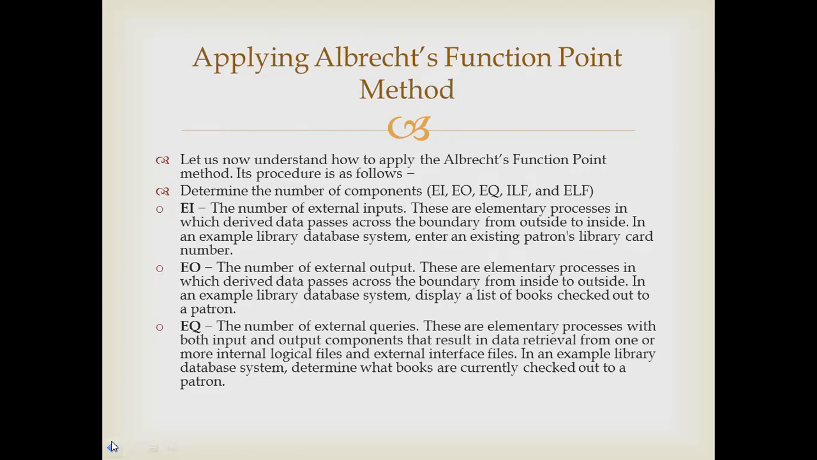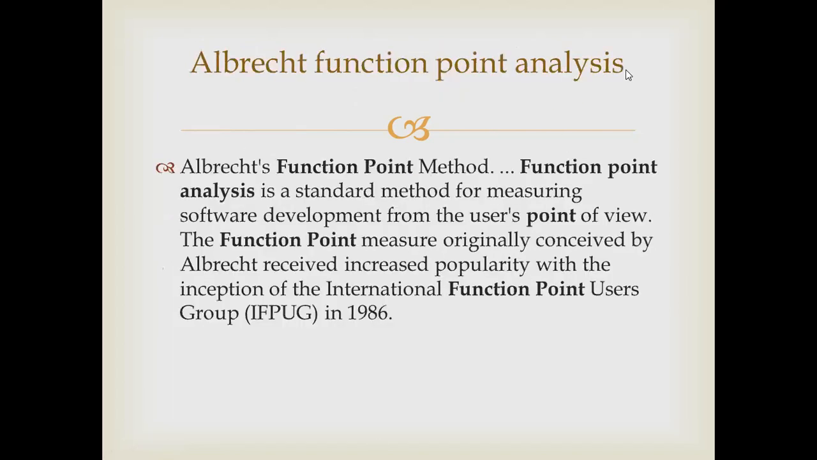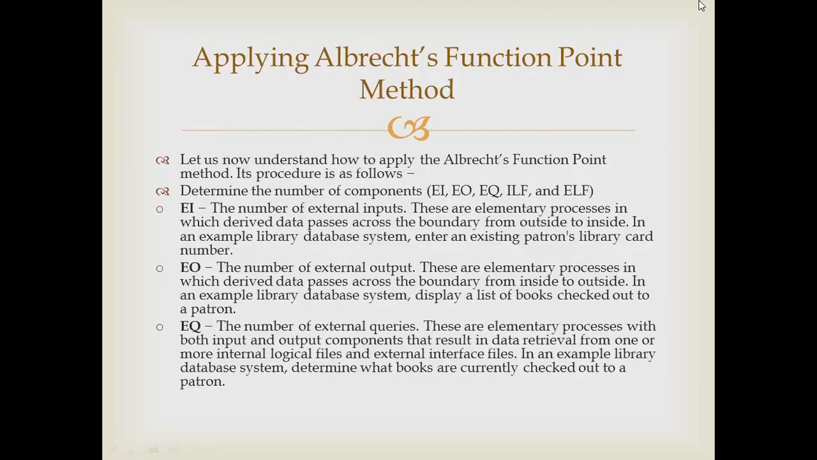Next is EO, the number of external outputs. These are elementary processes in which derived data passes across the boundaries from inside to outside. For example, in a library database system, display a list of books checked out by a patron. Here it will display the list of all the books that the patron has taken.